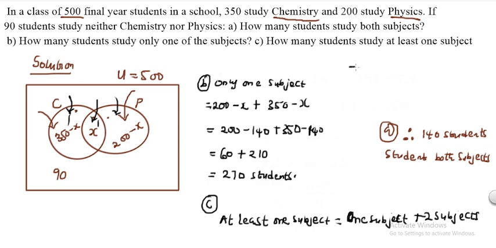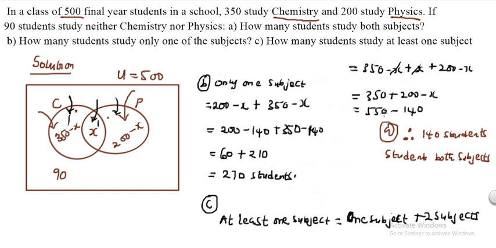So at least one subject is equal to 350 minus x plus 200 minus x. This cancels out this, and then this is equal to 350 plus 200 minus x. This is then equal to 350 plus 200 is 550. Know that our x is 140. So 550 minus 140 is equal to 410. So that tells us that 410 students offered at least one subject. So that's simply how to follow through with Venn diagram problems.